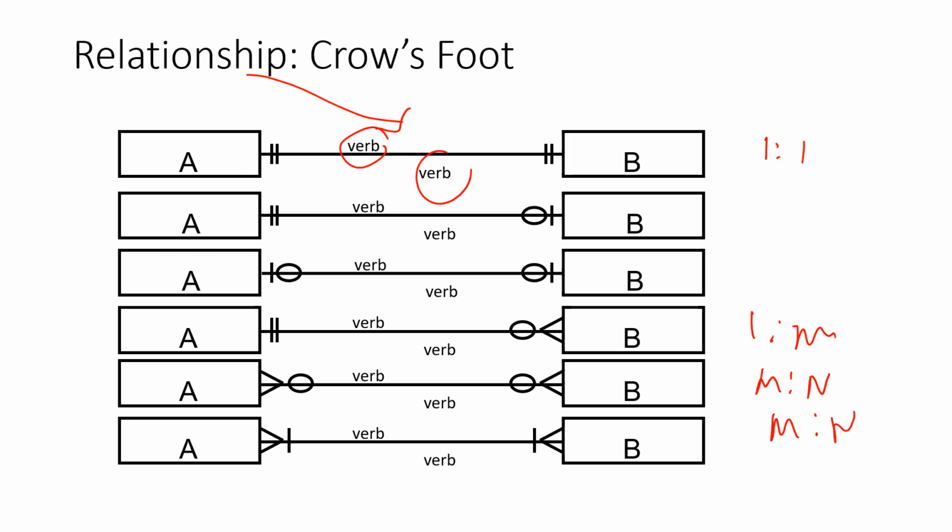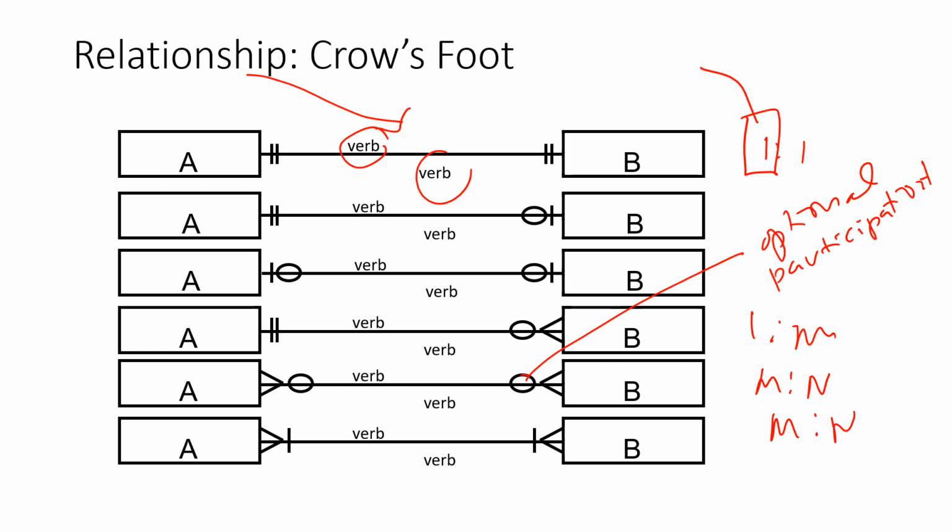The difference is if you have this notation, this is optional. So it gives us optional participation. And 1 is the minimum number of a full participation. That is known as mandatory. It is a must. Mandatory and optional participation. So this is the relationship.